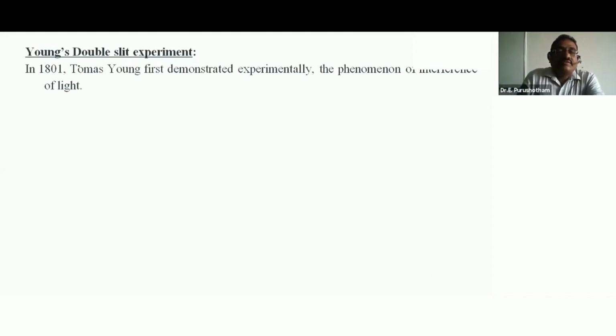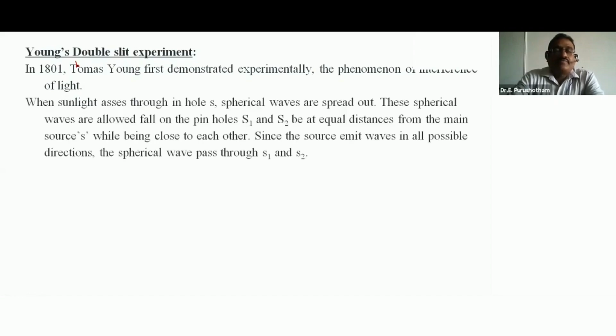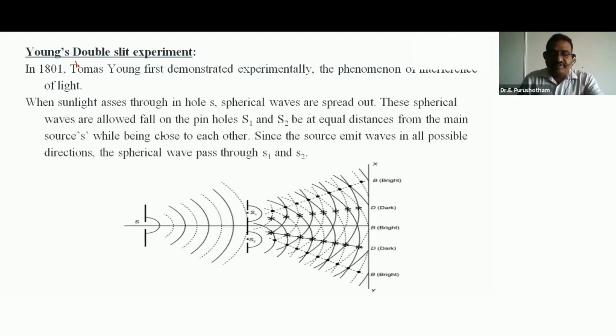So here, Thomas Young first demonstrated experimentally the phenomena of interference of light. S is the source of light. Sunlight is allowed to fall on the slit S, the pinhole S.